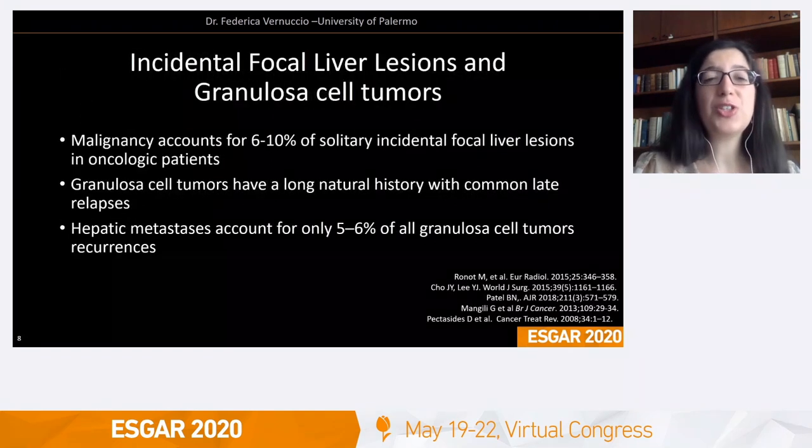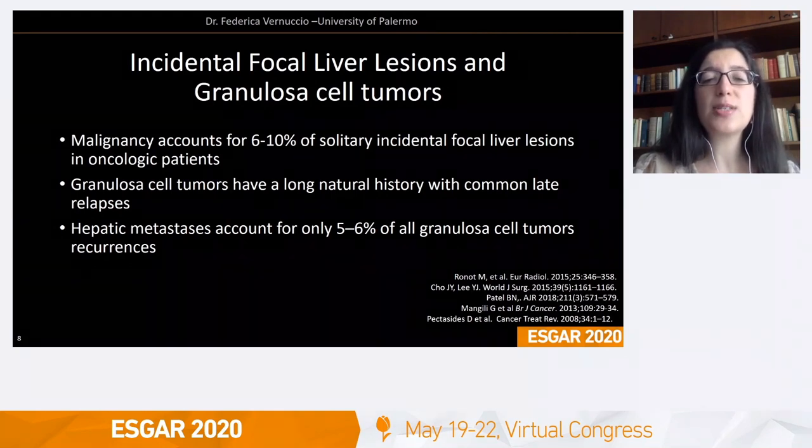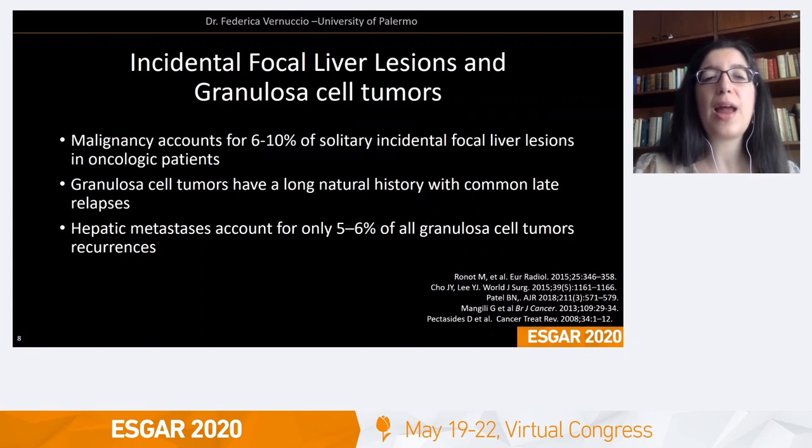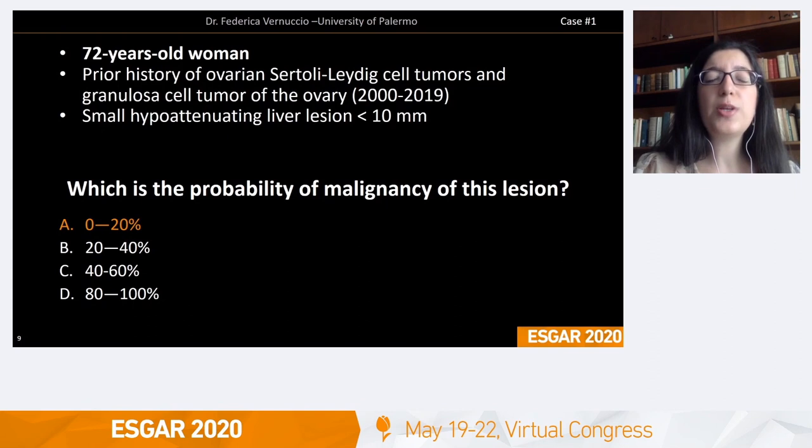So as we know from the literature, malignancy accounts for 6 to 10% of solitary incidental focal liver lesions in oncologic patients. And granulosa cell tumors have a long natural history with common late relapses. We also know that hepatic metastases account for only 5 to 6% of all granulosa cell tumor recurrences. So in our case, when I asked you the probability of malignancy for this lesion, the answer was A, 0 to 20%, because this possibility is less than 10%. So if we have a small hypoattenuating liver lesion in a patient with a prior history of tumor, the possibility that the lesion is malignant is very low.